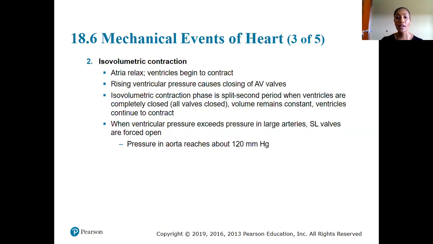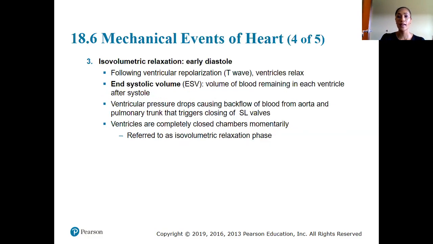So when the ventricular pressure exceeds pressure in the large arteries, the semilunar valves will both be forced open and blood will flow from the ventricles through the semilunar valves to either the pulmonary trunk or the aorta. Isovolumetric relaxation is what we refer to as early diastole, and this is following ventricular repolarization, or that T wave, after the QRS wave. This occurs when the ventricles are relaxed. And we say the end systolic volume is going to be the volume of blood remaining in each ventricle after ventricular systole or ventricular contractions.